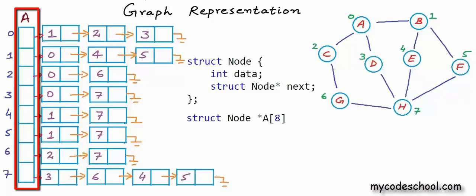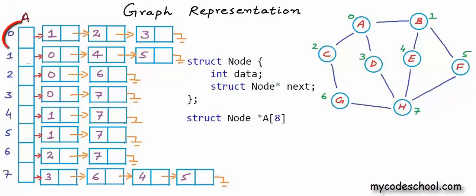Let's say this is my array of pointers. Now A0 here, this one, is a pointer to node, and it points to the head of linked list containing the neighbors of A. Let's assume that head of linked list for A has address 400. So in A0, we would have 400.